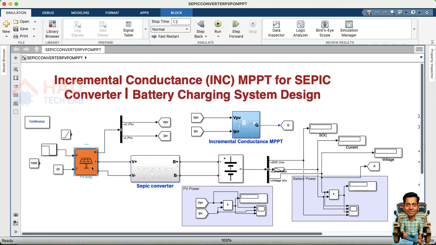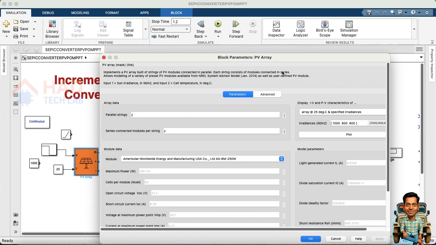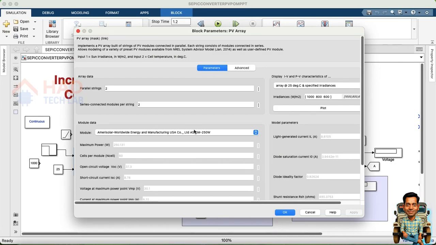First I will explain the PV module used in my system. Here I chose a Solar 250 watts panel, which is a commonly used model in renewable energy projects. This is an inbuilt system model, so the maximum power will be nearly 250 watts for a single panel. The number of cells per module is 6, open circuit voltage is 37.3, then short circuit current 8.78.